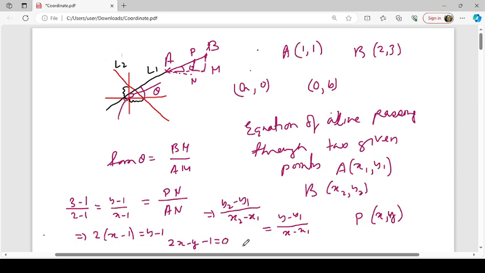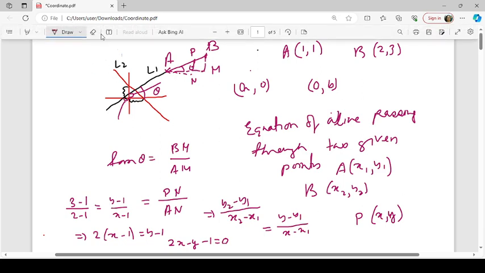So for the gradient form of a line, we have to know the gradient m and the y-intercept c. Then for the equation passing through two given points, we need to know x1, y1 and x2, y2.